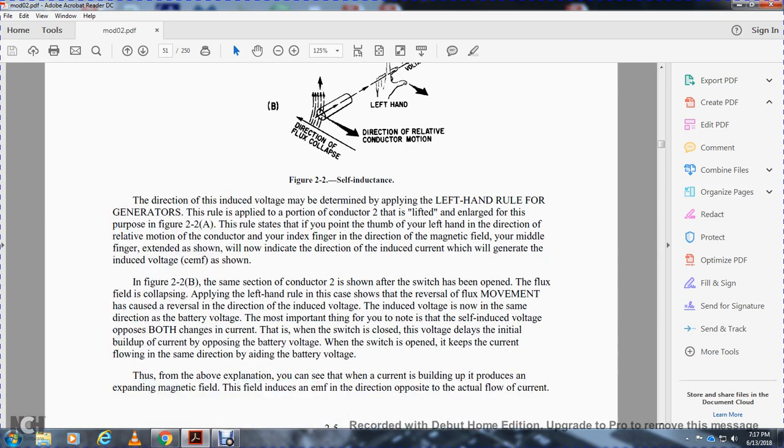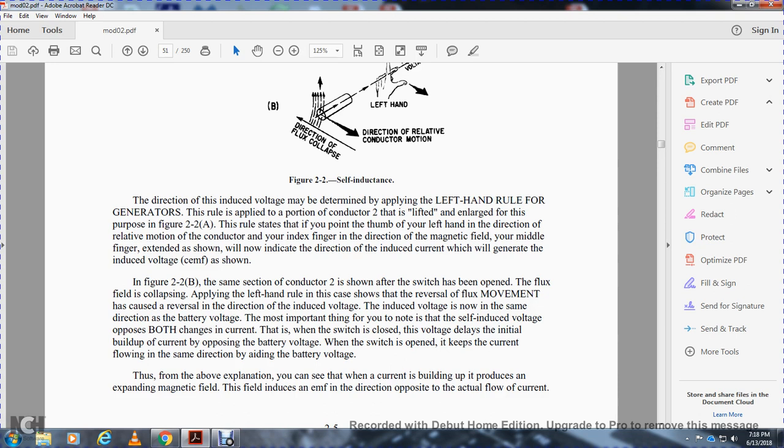In figure 2.2b, the same section of the conductor is shown after the switch has been opened. The flux field is collapsing, and after applying the left-hand rule, we see that the reversal of the flux movement has caused a reversal of the direction of the induced voltage. The induced voltage is in the same direction as the battery voltage. The most important thing to note is that the self-induced voltage opposes both changes in the current. When the switch is closed, the voltage delays the initial build-up of the current by opposing the battery voltage. When the switch is opened, the current flows in the same direction, aiding the battery voltage.